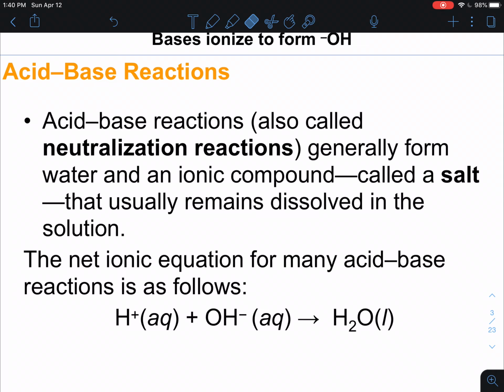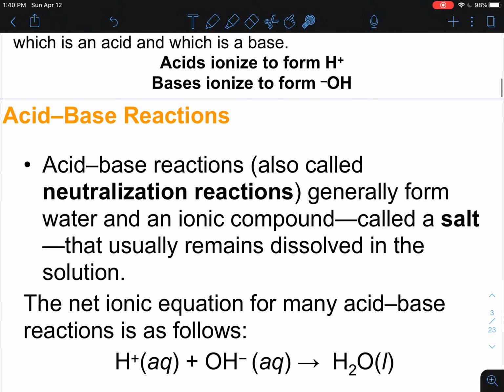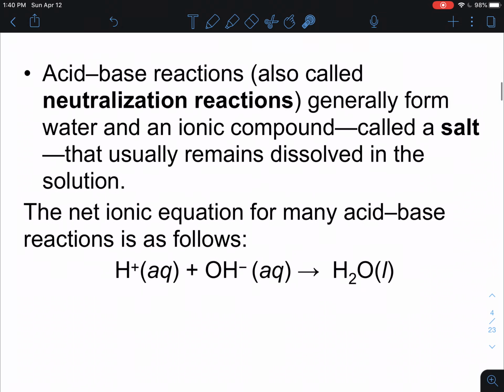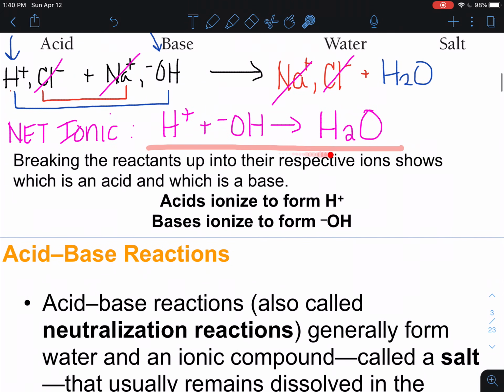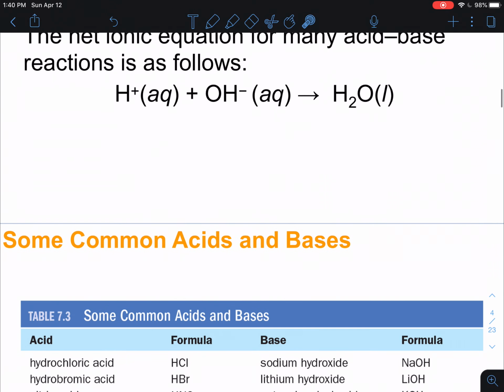Acid-base reactions, also called neutralization reactions, generally form water and an ionic compound called a salt. The ionic compound here called a salt, that's our NaCl, the generic table salt. Usually it's soluble, so it remains dissolved in solution. And again, for many acid-base reactions, the net ionic equation is just like what I showed you right up here. It's H+ plus OH- goes to water.